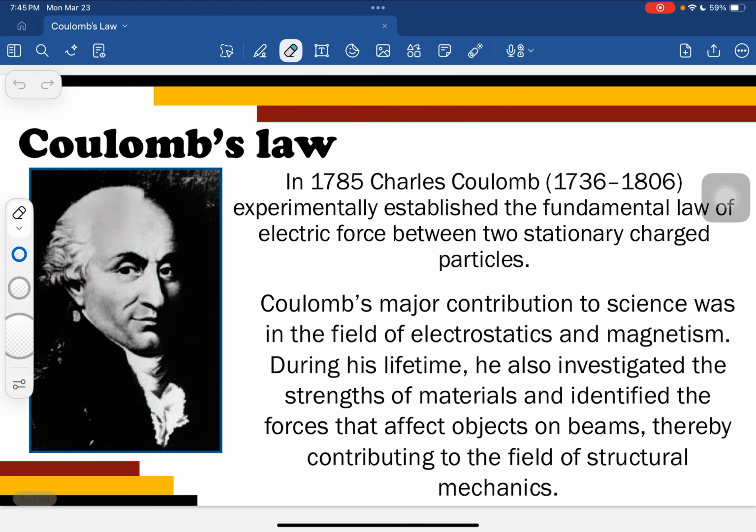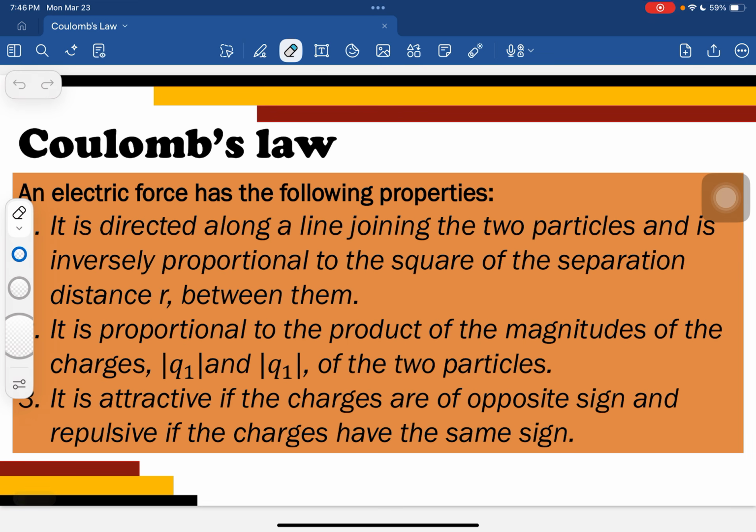This was conceptualized by Charles Coulomb in the 1700s. His full name is Charles Augustin de Coulomb, if I'm not mistaken. He experimentally established the fundamental law of electric force between two stationary charged particles. His major contribution to science, of course, is this one in the field of electrostatics and magnetism. However, during his lifetime, he also went into the study of strength of materials and structural mechanics. And we go back to Coulomb's law.